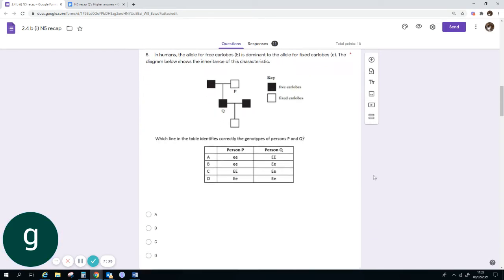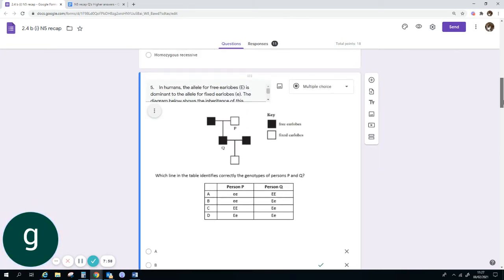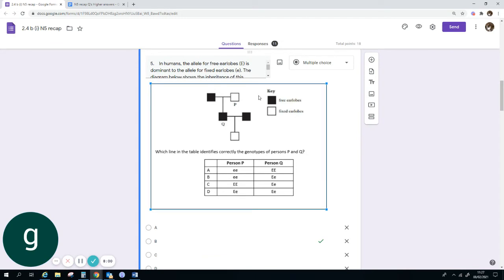So there we go. In humans, the allele for free earlobes is dominant to the allele for fixed earlobes. So capital E for free, lowercase e for fixed. The diagram shows some inheritance. So without even reading the question, we know that if someone has fixed earlobes, they must be homozygous recessive, because if they had even one of the dominant alleles, they would have the free earlobes.